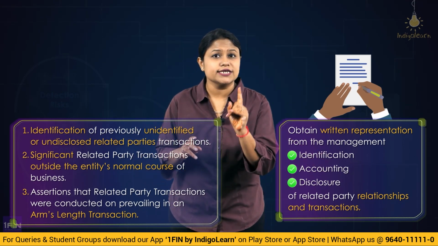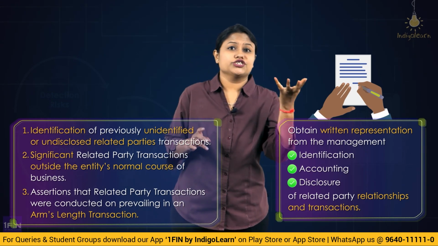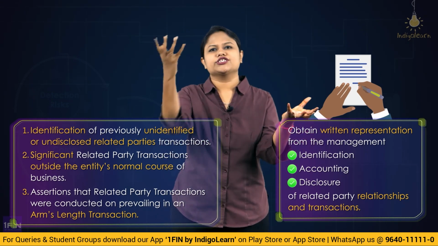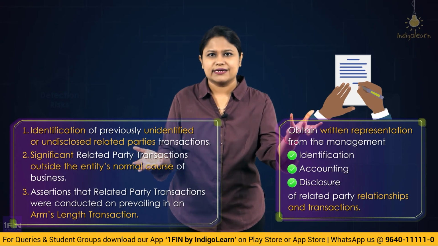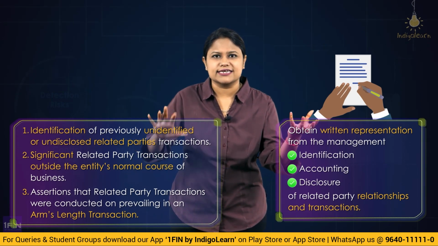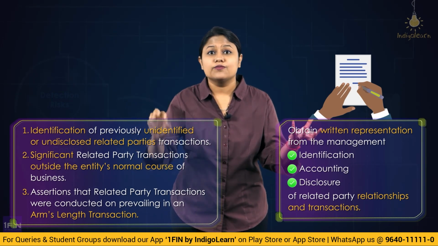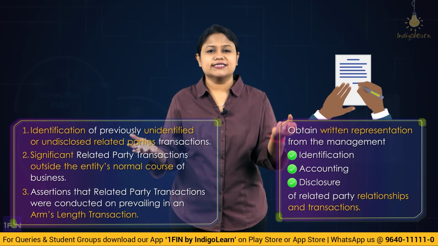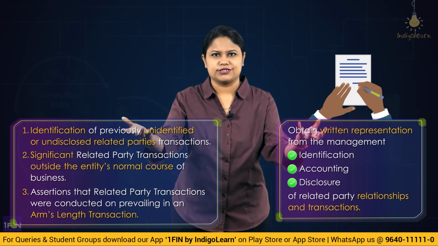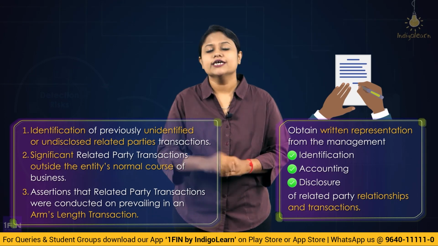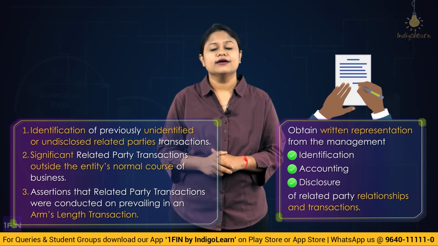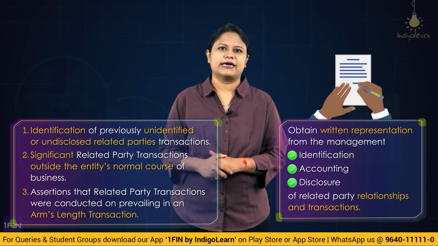Understand, disclosure is required for both the relationship and the transaction. If there are 10 related parties, there could be a possibility that transactions are only with 4. So both things have to be disclosed, even the party and the transaction. Both have to be accounted for and disclosed correctly. Got it? So you have to compulsorily obtain a written representation from the management.